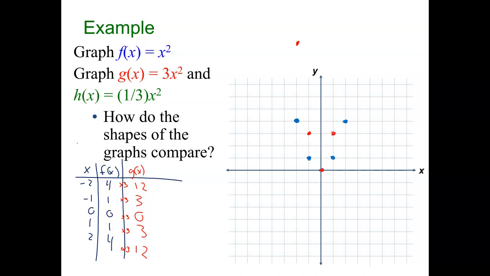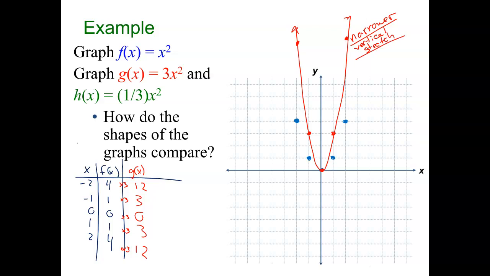And that's going to be like way up there. What's that do to the shape of my graph? In which way? Narrow. So g of x made my graph narrower. We call this a vertical stretch. It's a vertical stretch.